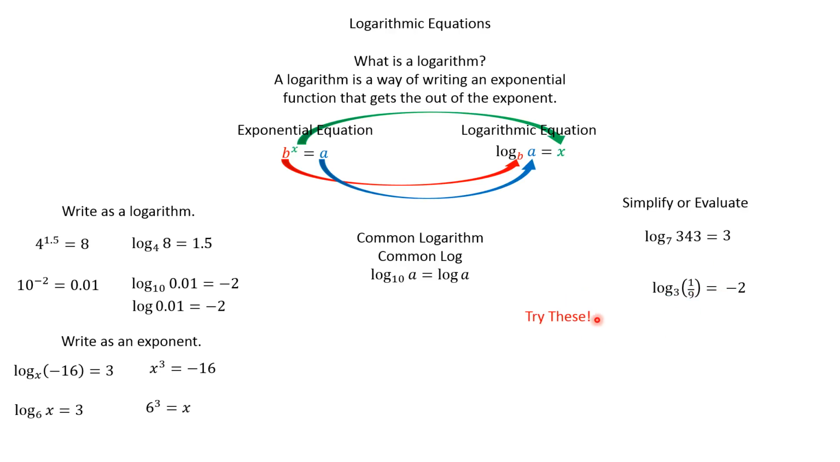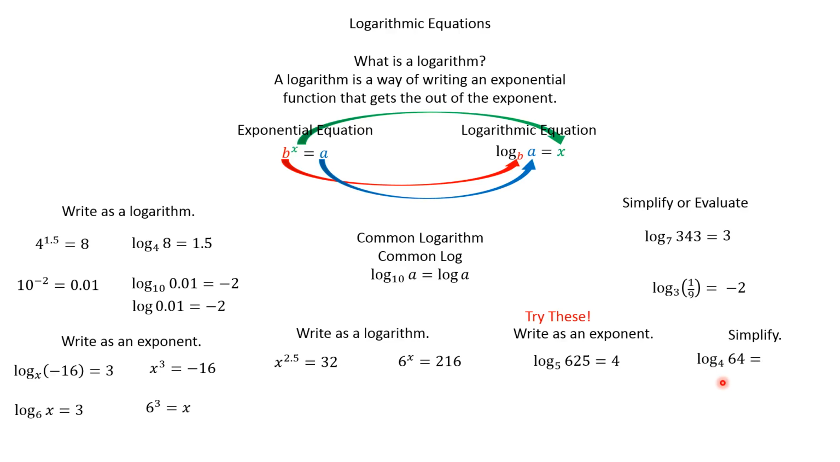So before we move on, while we still have all these notes on this page, let's try a couple. Write as a logarithm. We have x to the 2.5 equals 32. 6 to the x equals 216. Write as an exponent. Log base 5 of 625 equals 4. And simplify log base 4 of 64. So go ahead, pause this for a minute. None of these should take very long because there's no actual work to do to speak of. But go ahead and see what you can get with these and push play when you're done.